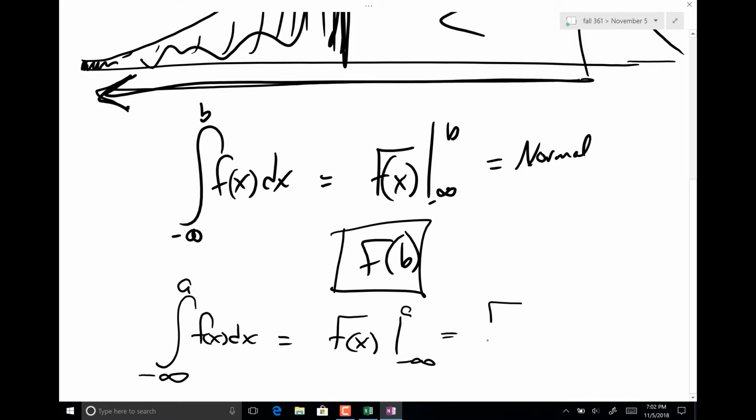And again, it's going to be f of a minus 0. Yeah? That's the idea. And then if I want the difference between them, I just take and subtract these two values, right? And find the difference between them if I want to do that.